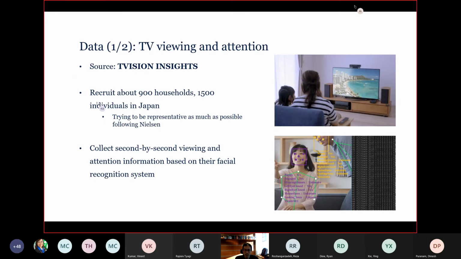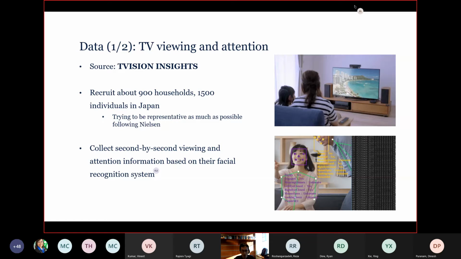And for the Japanese data we're going to look at in this paper, they recruited about 900 households, increasing over time, and 1,500 individuals in Japan. You might be worried about some sample selection problem here, but what I can say is they're trying to make the sample as representative as possible, following how Nielsen collected and recruited their household panel. So there might be some sample selection, but they are trying their best to make the data representative as much as possible.